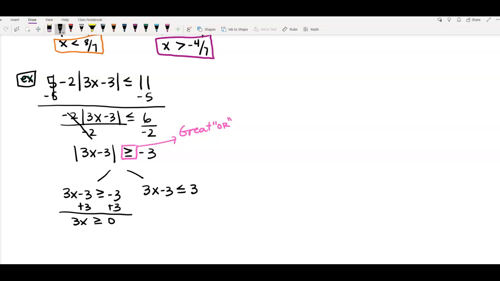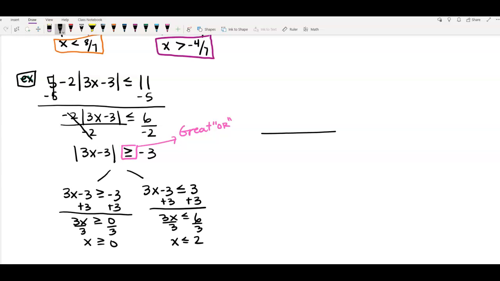All right, so I get 3x is greater than or equal to 0, divide by 3, so x is greater than or equal to 0 is one of my answers. The other one, let's add the 3 over. So I get 3x is less than or equal to 6. Divide by 3, x is less than or equal to 2.